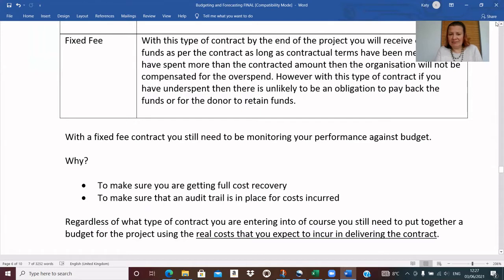be audited. Regardless of what type of contract we're entering into, you need to put the budget together for the project using the real costs that you expect to incur in delivering the contract. And as I've emphasised, those real costs include the direct costs and some allocation of your overhead and support costs.